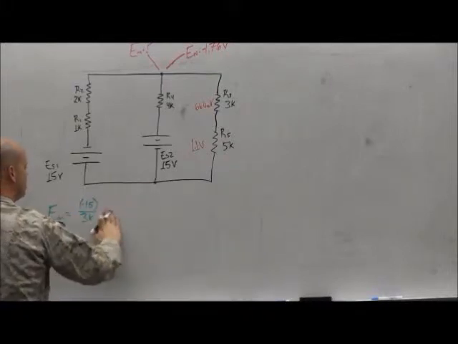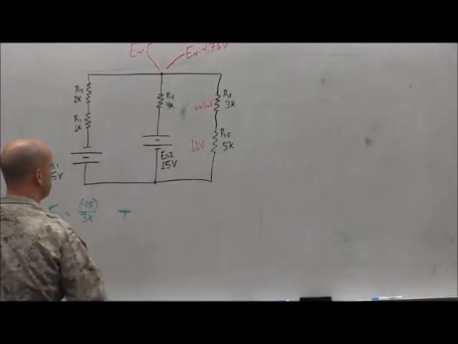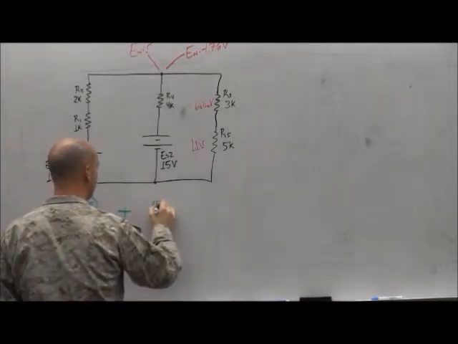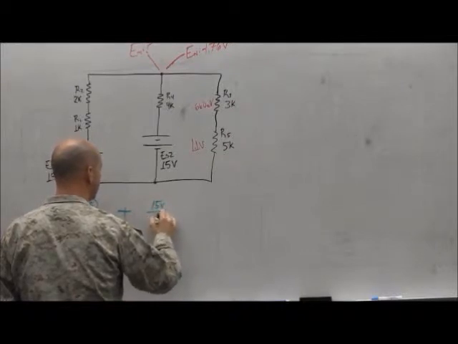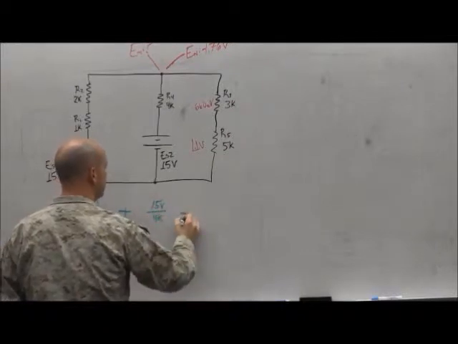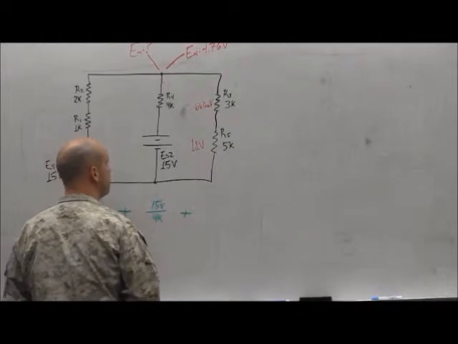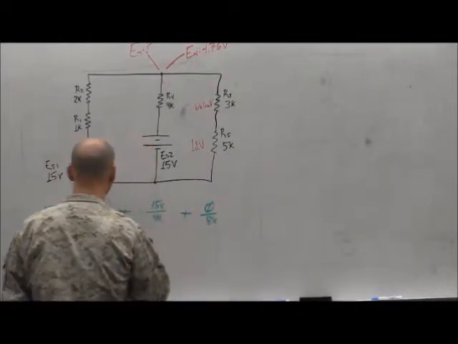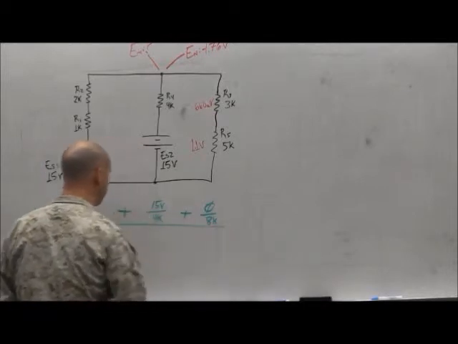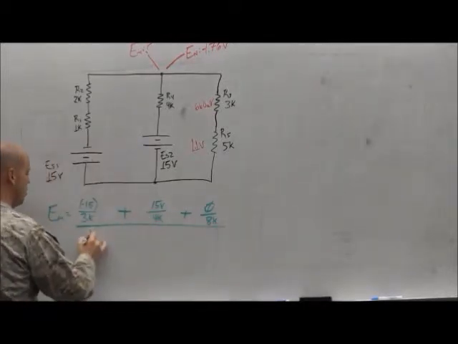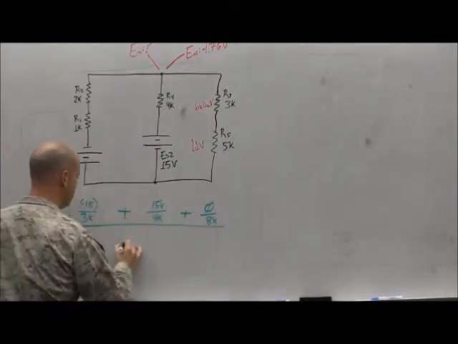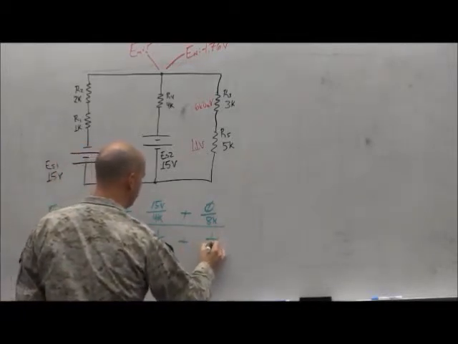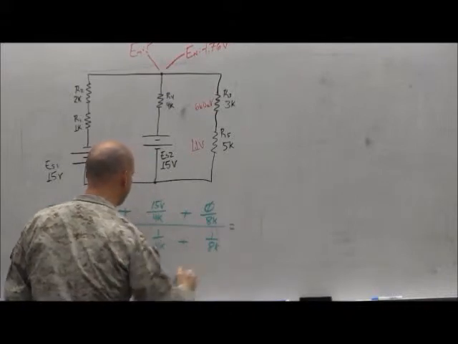What about this branch? 15 volts over 4K. What about this branch? 0. Okay, now I do the conductances in the denominator, right? 1 over 3K plus 1 over 4K plus 1 over 8K.